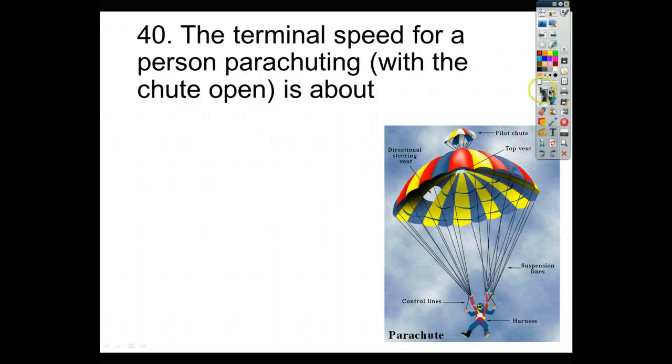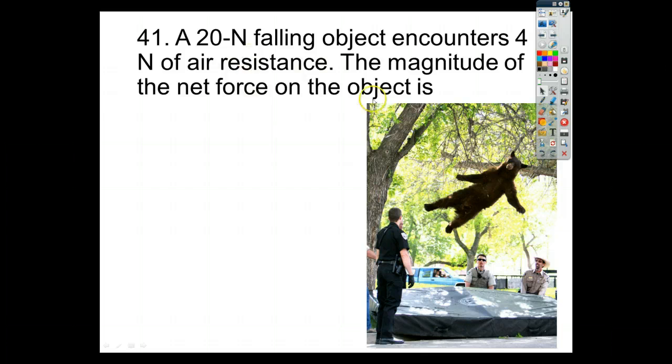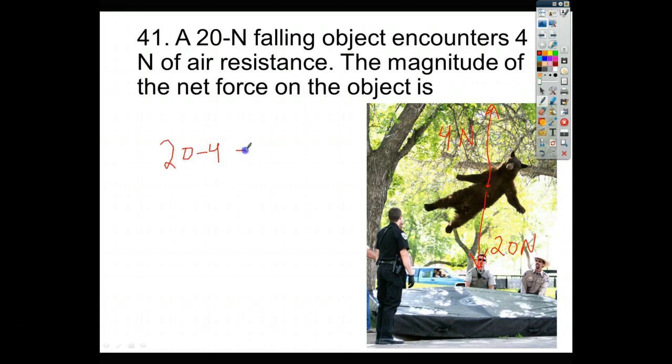Number 41 says a 20 Newton object encounters 4 Newtons of air resistance. What is the magnitude of the net force on the object? So this 20 Newton object, we know it's 20 Newtons in weight, encounters a force pulling it up, so the air is pushing it up with 4. If I just subtract the two, I'm going to take 20 minus 4, I end up with a 16 Newton force pulling it down. So we would say this is down. It needs to have a direction. So 16 Newtons in the downward direction.